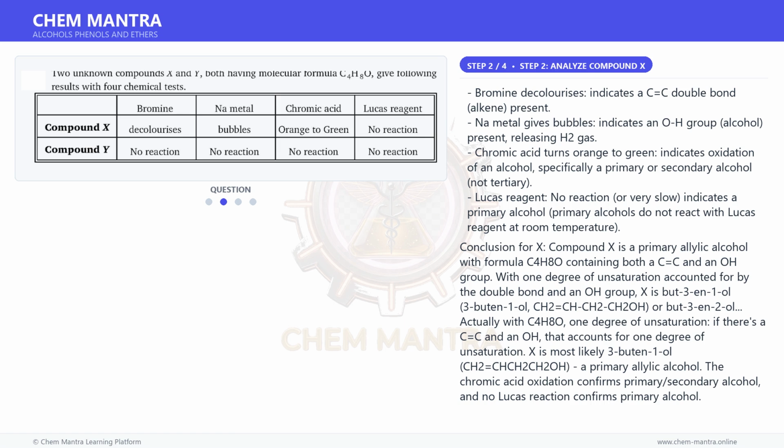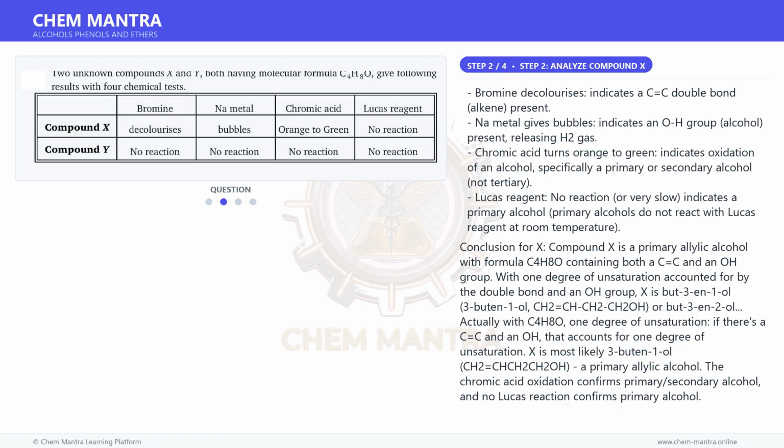Conclusion for X. Compound X is a primary allylic alcohol with formula C4H8O containing both a C=C and an OH group. With 1 degree of unsaturation accounted for by the double bond and an OH group, X is but-3-en-1-ol, 3-buten-1-ol, CH2=CH-CH2-CH2OH, or but-3-en-2-ol.